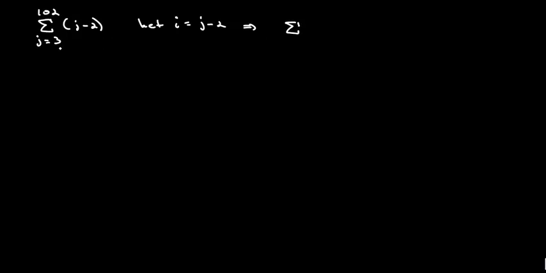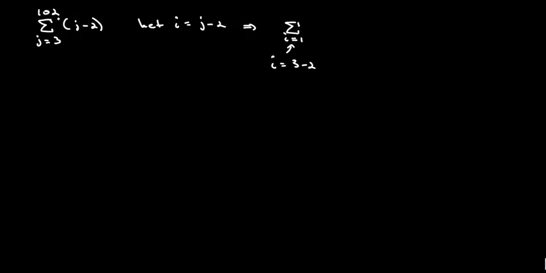that if j ranges from 3 to 102, then I would range from 3 minus 2. Okay, so let's just talk about this piece right here. It was j is equal to 3. So j starts at 3. Well, if j starts at 3, then I starts at 1.